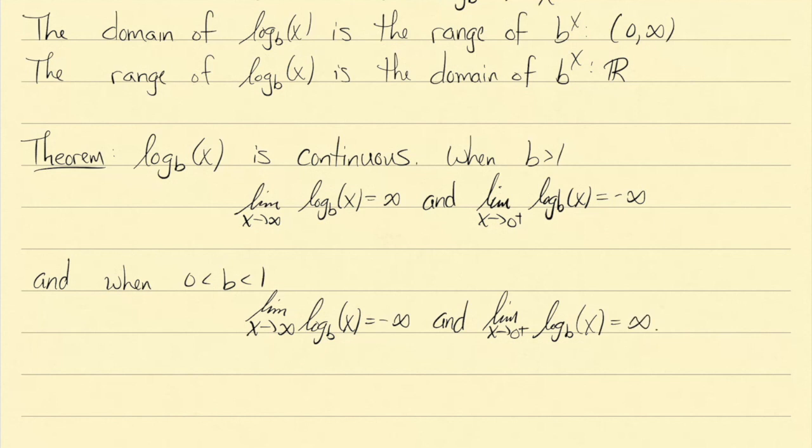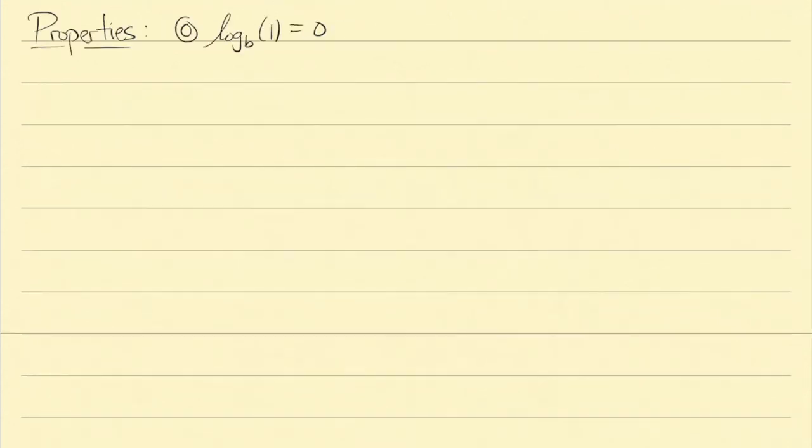Similar to the exponential, there are some basic properties for the logarithm. The first one is log base b of 1 is equal to 0. This is because the answer to the question, to what power do we raise b to get 1, is 0.